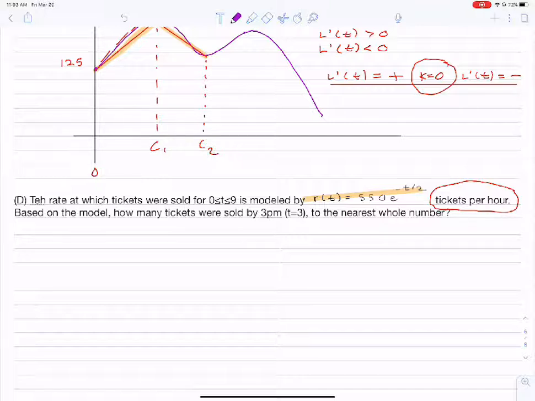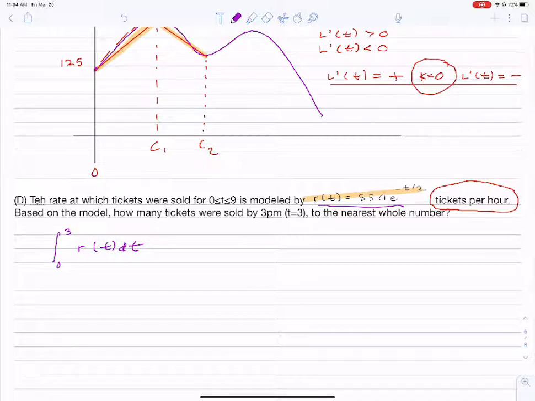Because otherwise I'll talk louder and lose my voice. So the rate at which tickets are sold was this function. How many tickets were sold? Now they are asking how many tickets are sold from time 0 to 3 p.m. This is a displacement question. In other words, they want to know from time 0 to 3, how many tickets are sold? What is our displacement? This is a calculator question. You're literally going to plug this into your calculator with the given limits of integration and get your value.